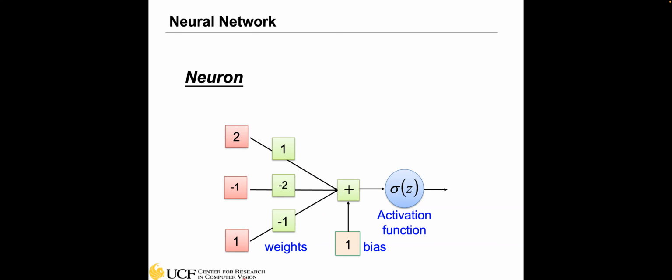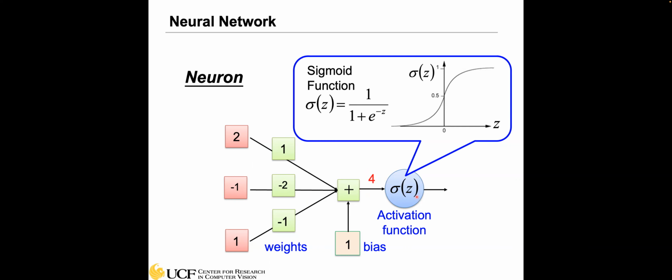The first step is doing the weighted sum, which is simple. Multiply 1, 2, -1 with the weights: -2 times -1 gives 2, and 1 times -1 gives -1. When you sum them up, also plus the bias, we got 4: 2 plus 2 minus 1 plus 1, we got 4. Then we take this value 4 and go through an activation function.